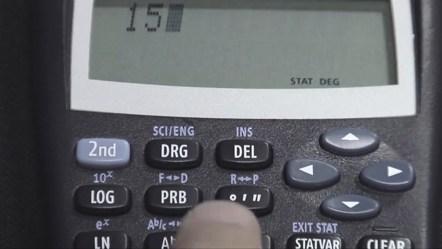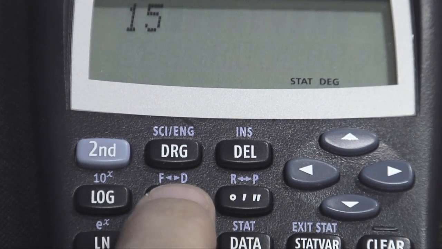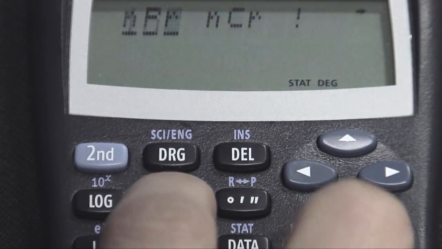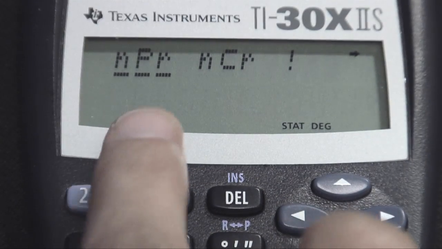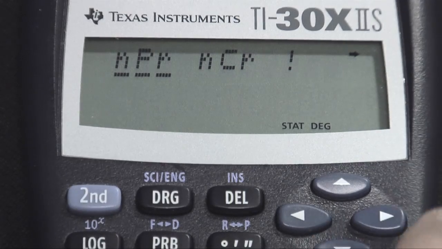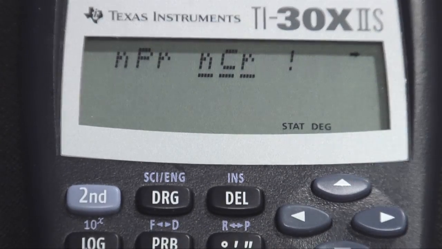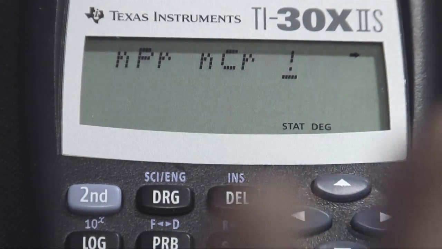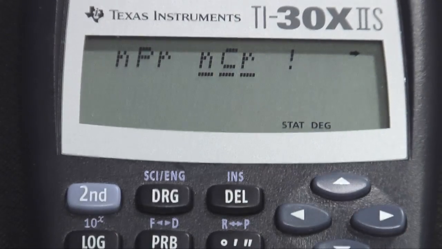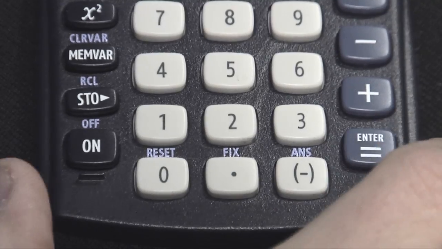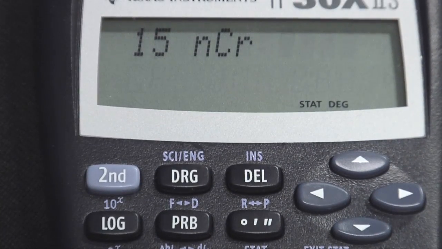You'll notice that over here in the second row, second from the left, I have PRB for probability. When I click that button, I have my choices of NPR, which is permutation, which I don't want, and NCR, which is going to be what I want for combination, or factorial. But combination is going to be what I need. So when I'm arrowed under that, I can go ahead and hit enter, and I see the NCR on the screen. So I'm pretty confident I've chosen the right one.